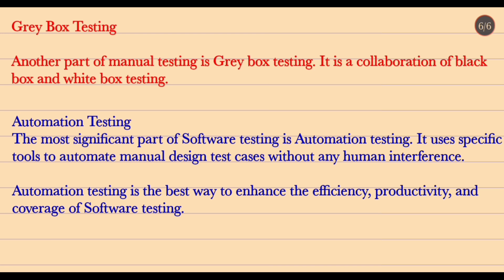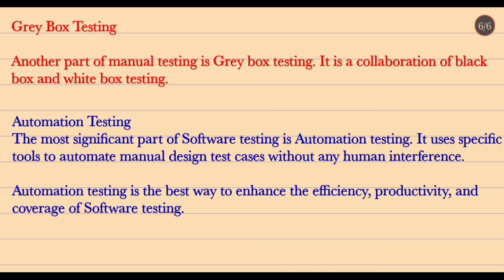Now, automation testing. As the name suggests, it is clear. Automation means no manual interference. With the help of a tool, we are going to test the application or software. The most significant part of software testing is automation testing. It uses specific tools to automate manually designed test cases without any human interference. Automation testing is the best way to enhance the efficiency, productivity, and coverage of software testing.